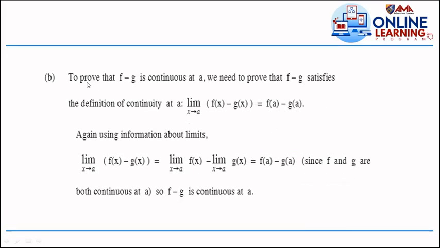Sa letter B naman, to prove that f minus g is continuous at a, we need to prove that f minus g satisfies the definition of continuity.